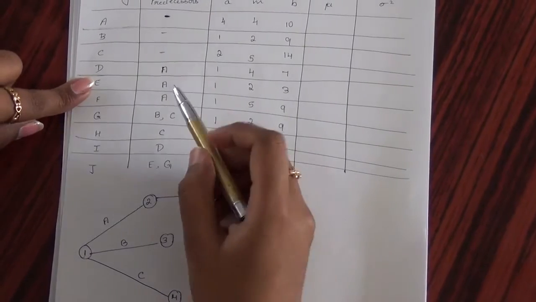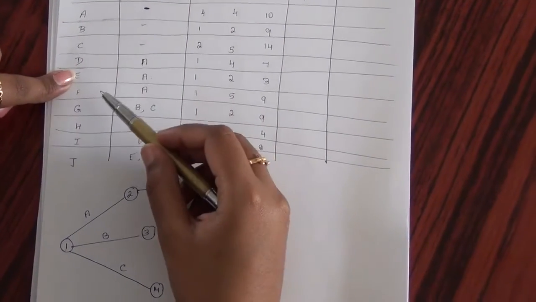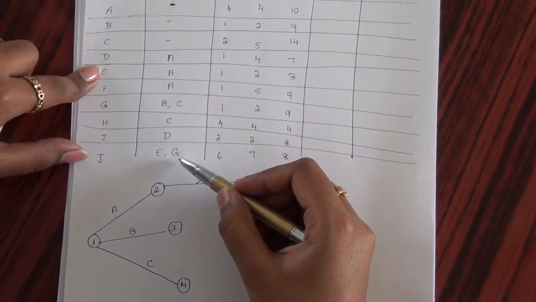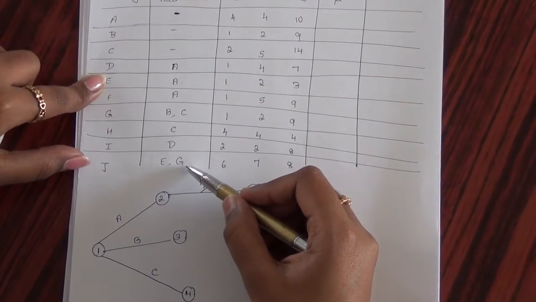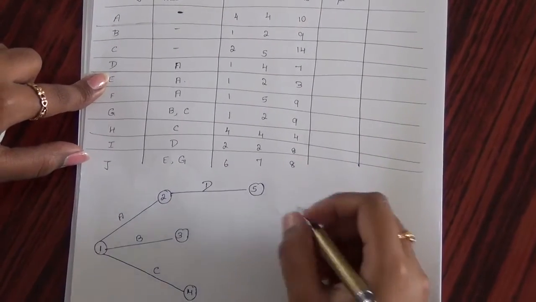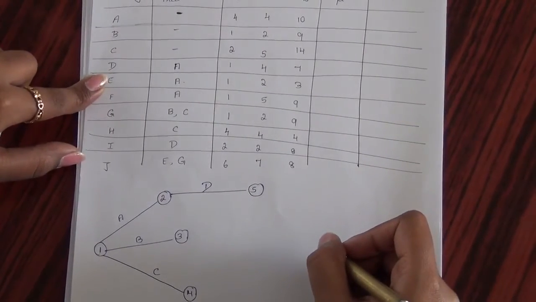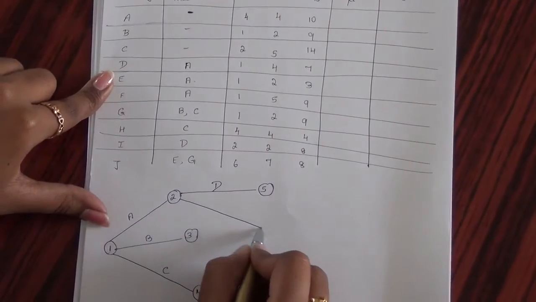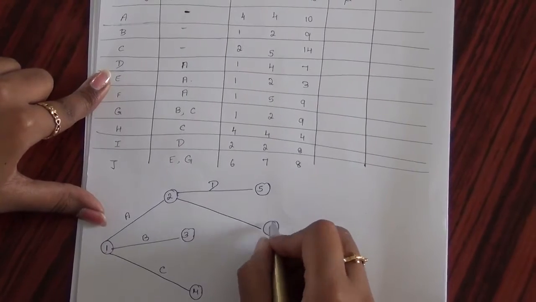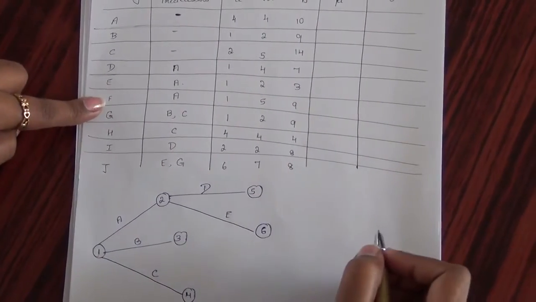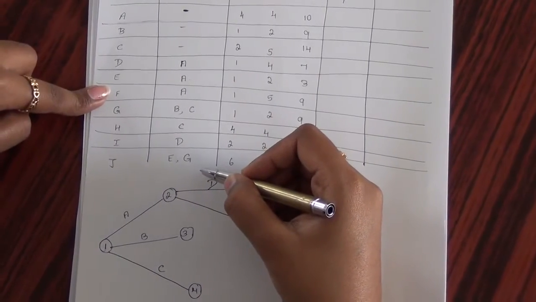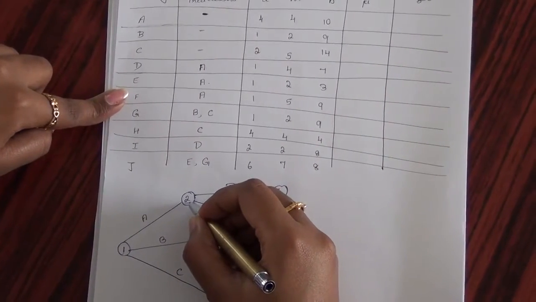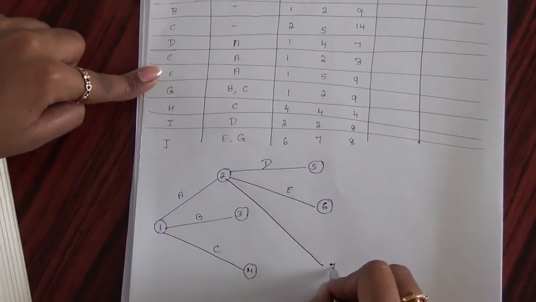Now for E, the immediate predecessor is A. But this E along with G acts as an immediate predecessor for activity J. So I should make sure that both E and G are together. Since I don't have activity G yet, for now I don't have any issues. So I am drawing the activity E with its immediate predecessor as A. Similarly for F, it does not act as an immediate predecessor for any other activity, but its immediate predecessor is A. So I am drawing F.